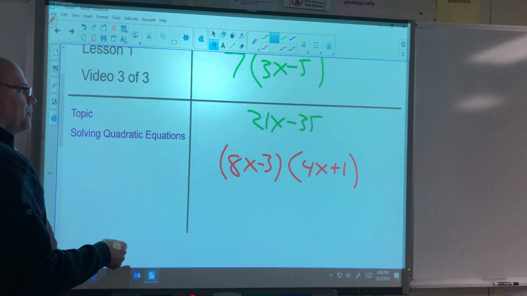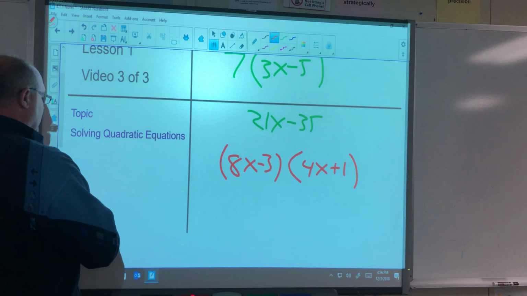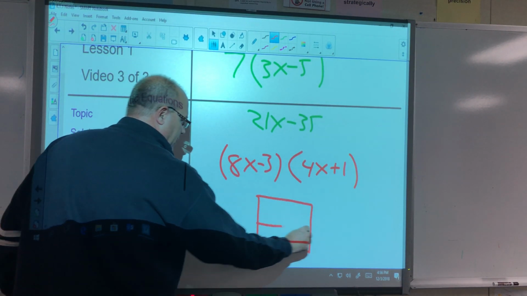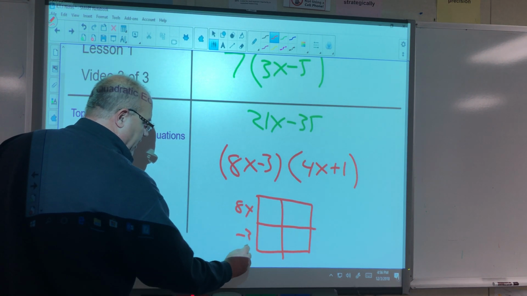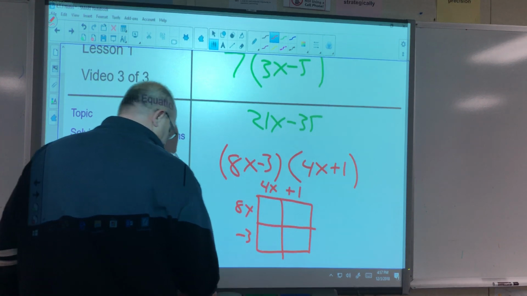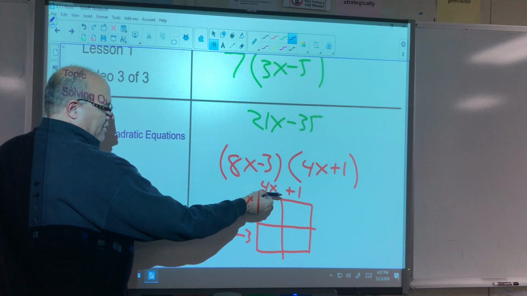All right, so I could do double distributive property, but a nice way to do this is to set up a generic rectangle, a 2 by 2. So we set up a 2 by 2 generic rectangle. I'm going to put the 8x minus 3 here, and the 4x plus 1 here. Doesn't matter which side we put each one. And now we just multiply, right, like a rectangle, length times width.